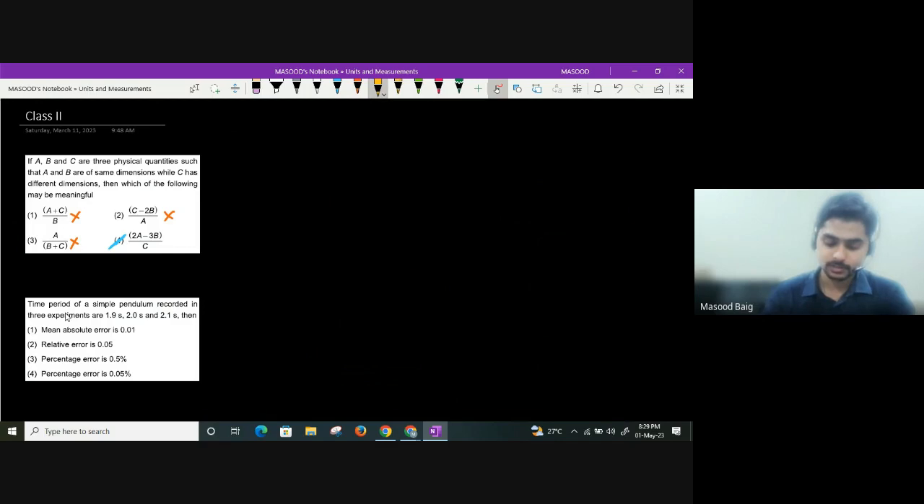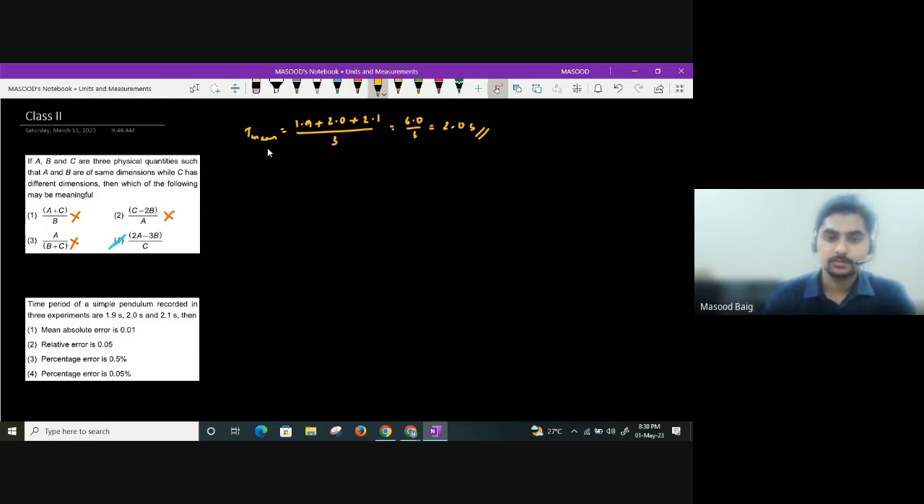Next case, the time period of a simple pendulum is recorded in this manner. Three measured values are given. So what can we tell regarding the mean value of the simple pendulum? Directly, 1.9 plus 2.0 plus 2.1, three measured values, divided by 3. 2 plus 2.1 is 4.1, so you will get 6.0 divided by 3. Will this be 2.0 or not? So 2 seconds will be our mean value.